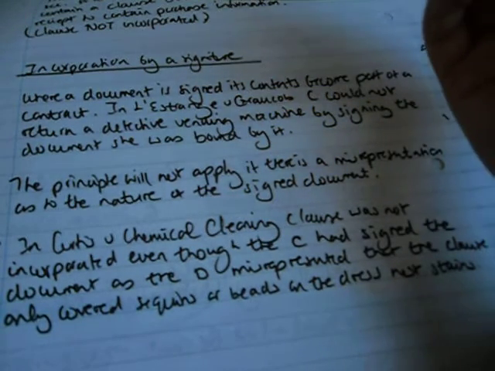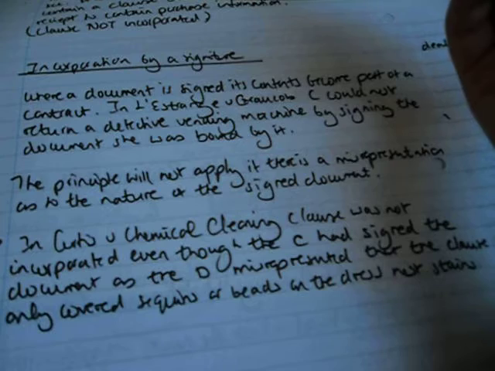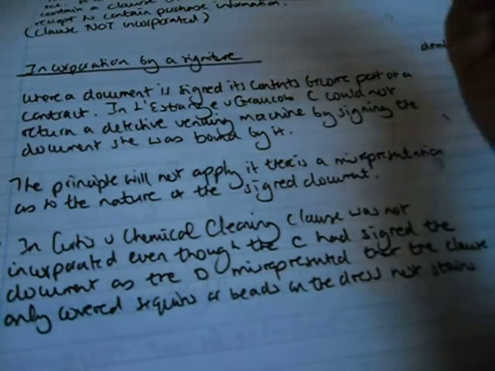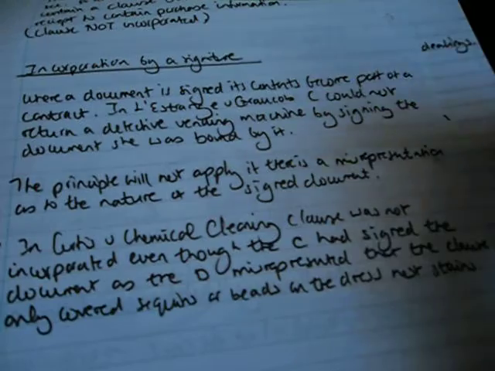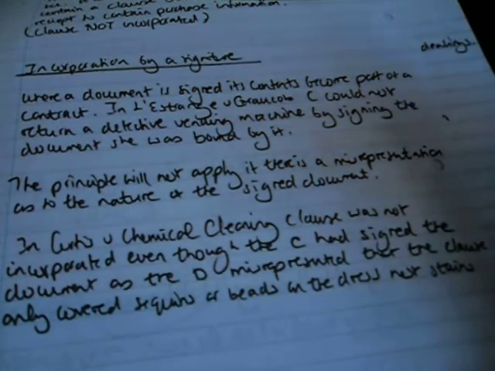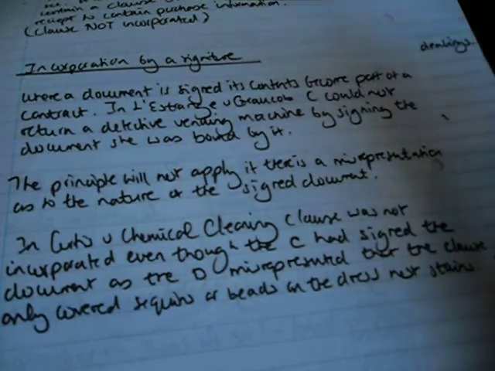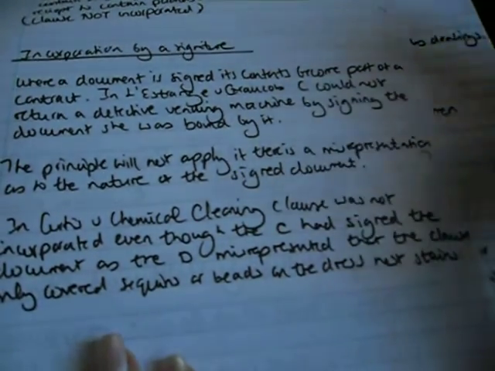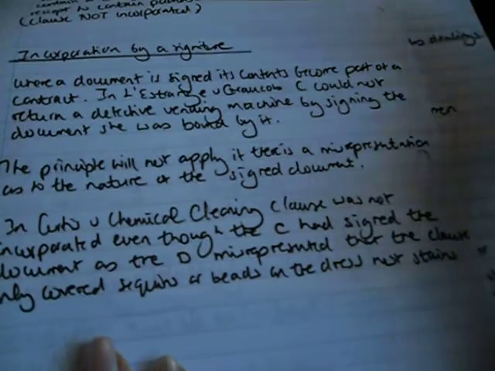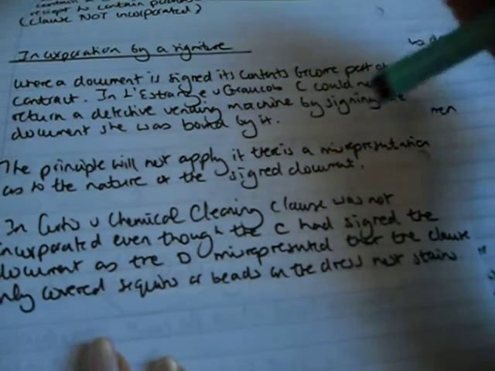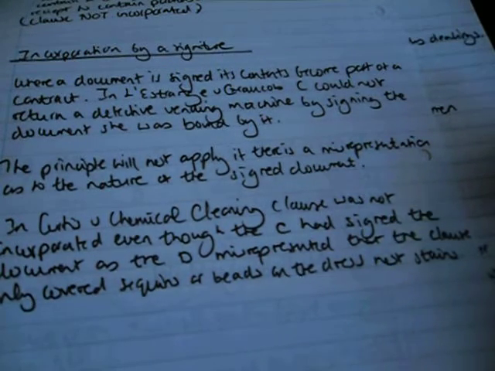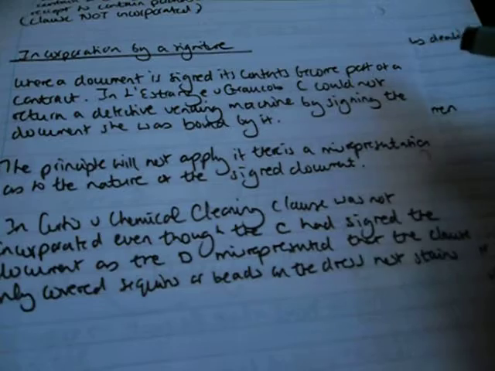But when the claimant's dress had a stain on it, the defendants tried to exclude liability by relying on the signature. Now, this was not successful because the defendants misrepresented the clause. When the defendants tried to exclude liability by relying on the clause, they were not successful because the clause was misrepresented to the claimant. So if the clause stated that liability would be excluded for stains, or damage to sequins or beads, then it would have been incorporated into the contract.